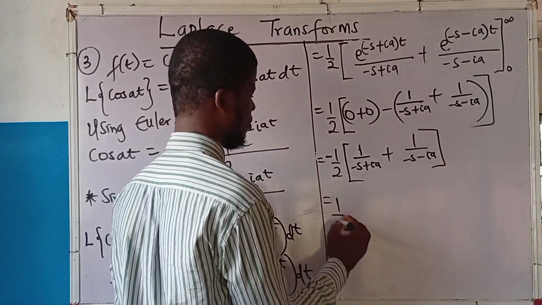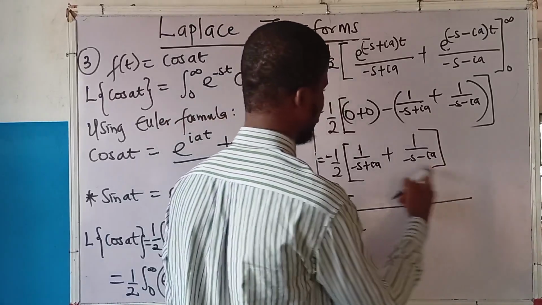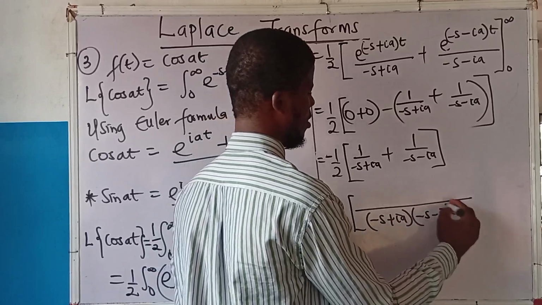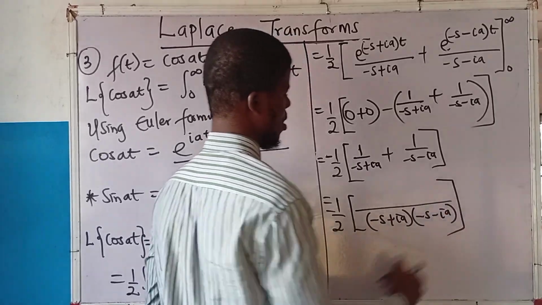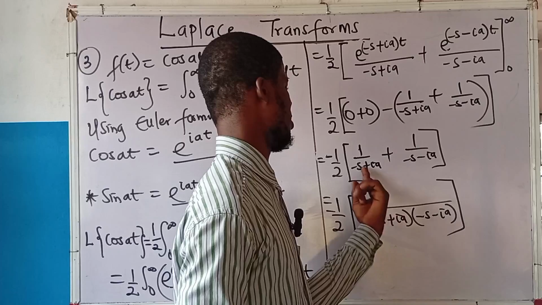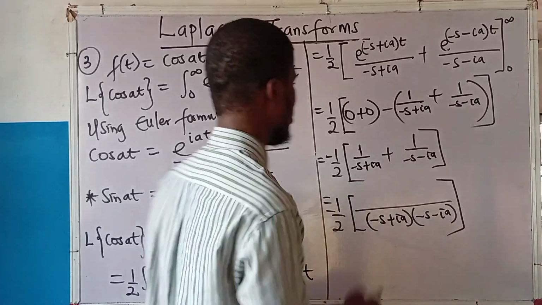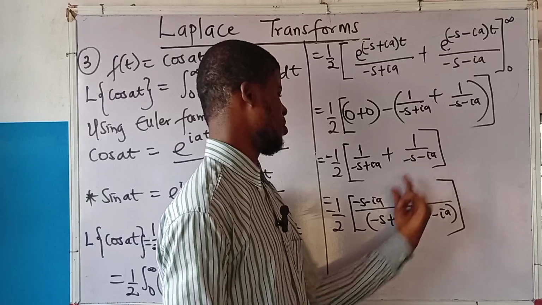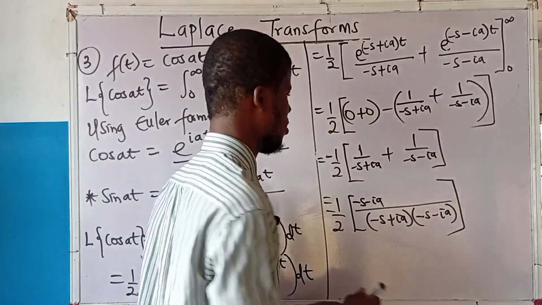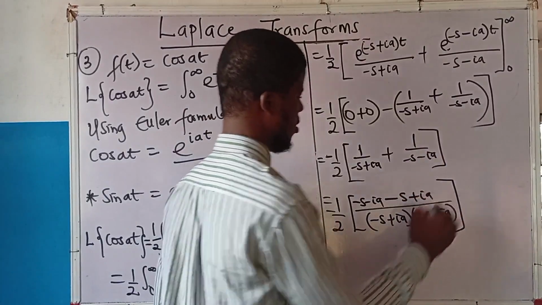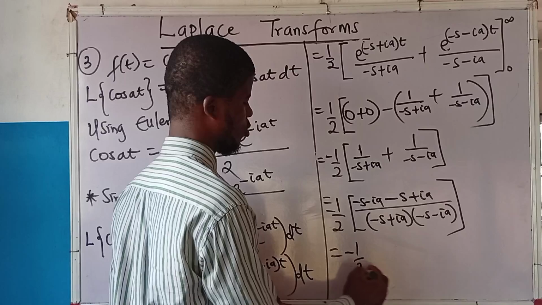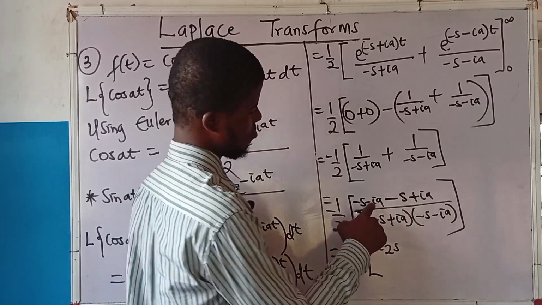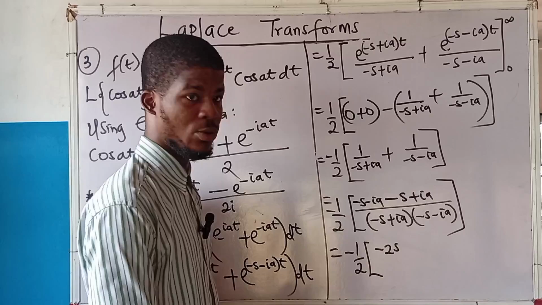Take the LCM of both. The LCM is the product: minus s plus ia, minus s minus ia. If you divide this LCM by this, we have minus s minus ia times 1, that's minus s minus ia. Divide the LCM again by this, you have minus s plus ia times 1, that's minus s plus ia. So we have minus 1 over 2, minus s is minus 2s, minus ia plus ia is 0.